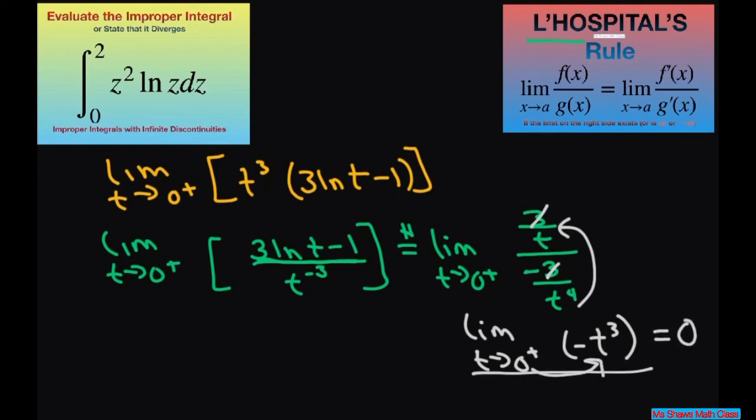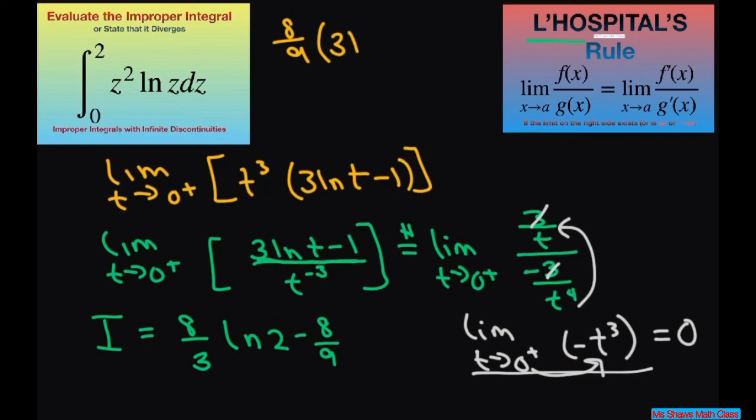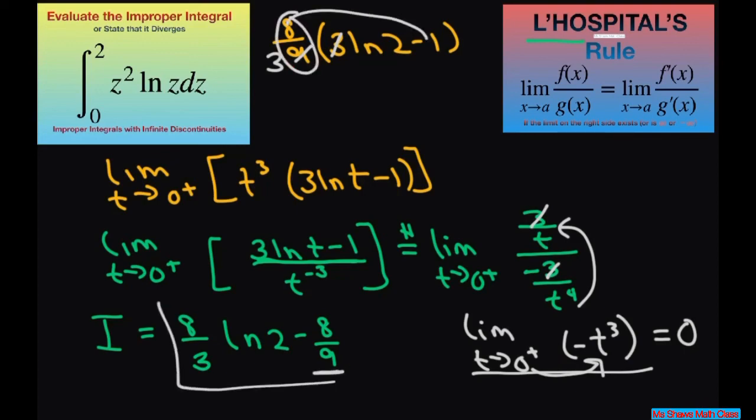Well, this limit is just equal to 0. You just plug in the 0 there. So basically, our integral is going to equal 8/9, or 8/3 when you simplify, ln of 2 minus 8/9. And real quick, let me write what we had before. We had 8/9 times 3 ln of 2 minus 1. So when you distribute, the 3 goes into 9 3 times. And then when you multiply 8/9 times negative 1, you get that. So that's how I simplified.